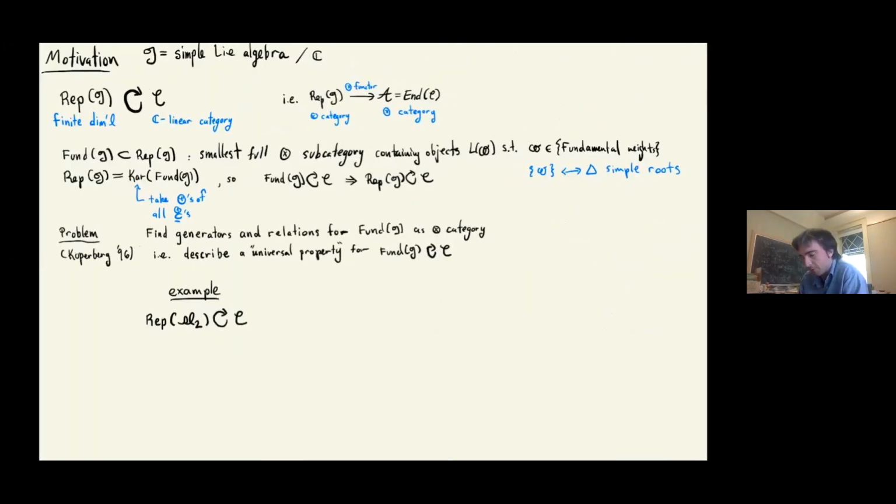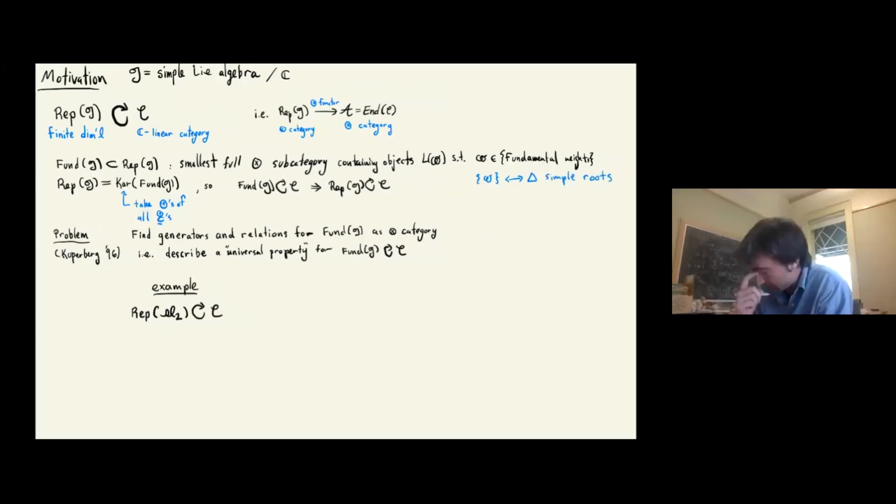And this problem, which Cooperberg posed in his paper, rank 2 spiders for rank 2 Lie algebras, was to find a generators and relations description of this category Fund G as a monoidal category. In other words, just as I've been pointing out, this is to describe a universal mapping property for monoidal functors out of Fund G, or some universal property to get Fund G to act on a category.